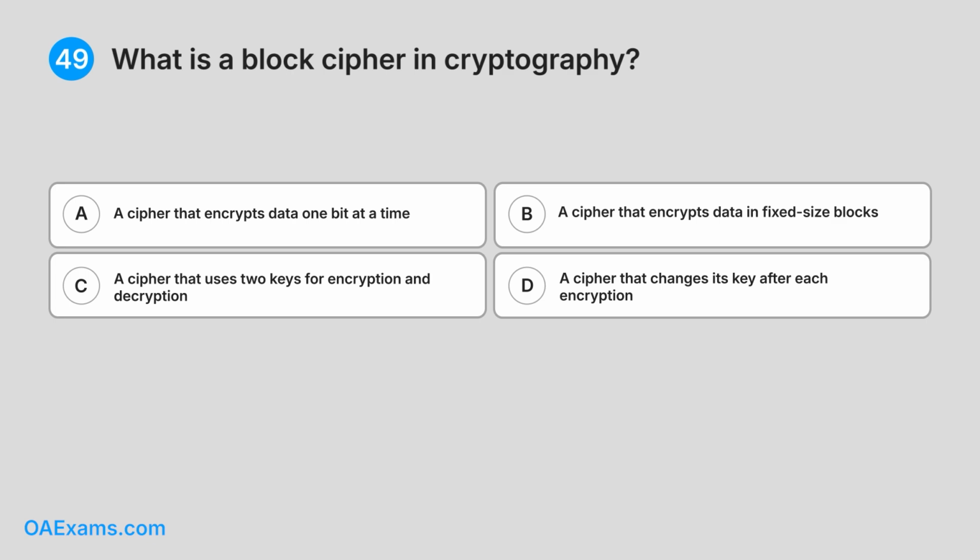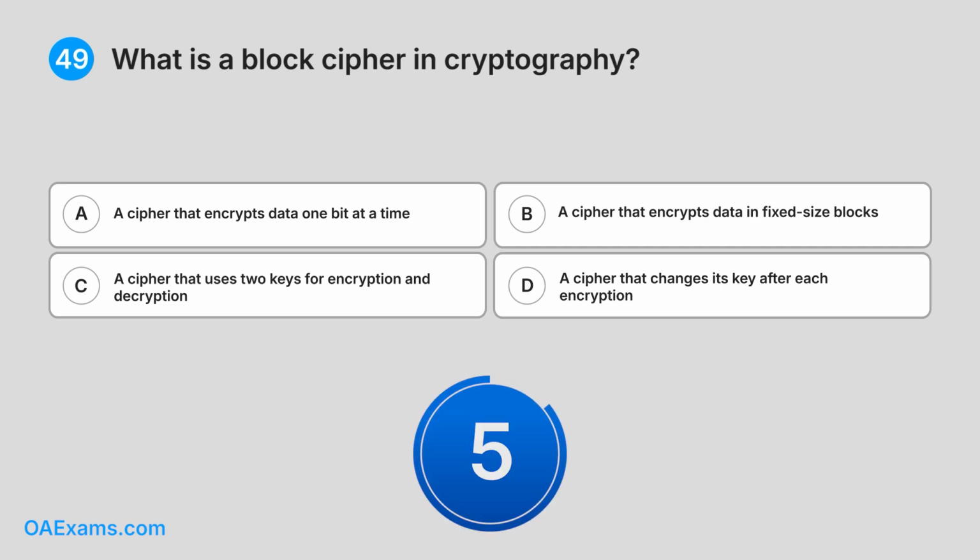49. What is a block cipher in cryptography? A. A cipher that encrypts data one bit at a time. B. A cipher that encrypts data in fixed-size blocks. C. A cipher that uses two keys for encryption and decryption. D. A cipher that changes its key after each encryption. Do you know the answer?